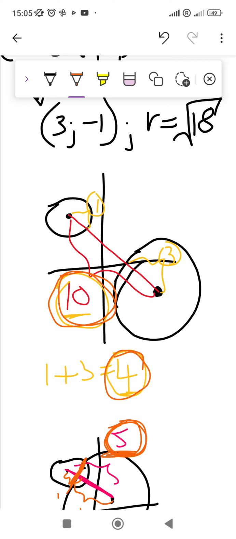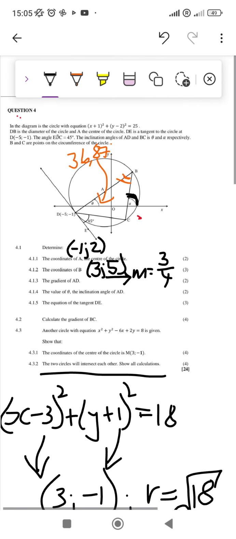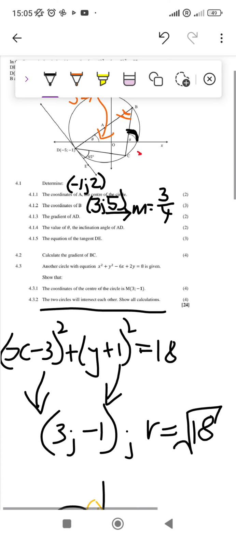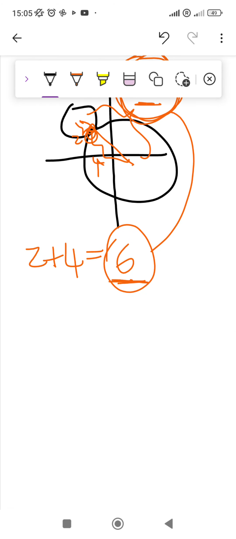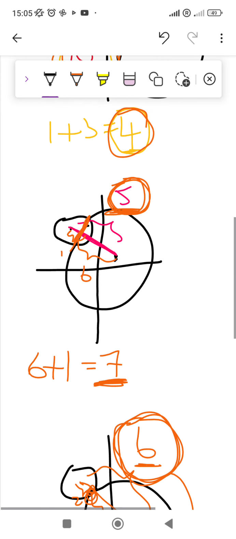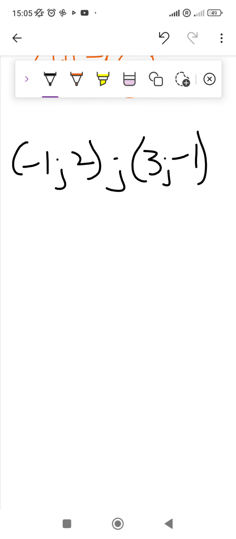Okay, so that's what the question wants us to find out, right? Do these two circles touch? So that's what we're going to do. Let's find the center points first. The center of the first one was -1 and +2. Let's write that over here. -1, +2, that's my one center. My other center, I think that was 3 and -1. Let's write that as well. 3 and -1.